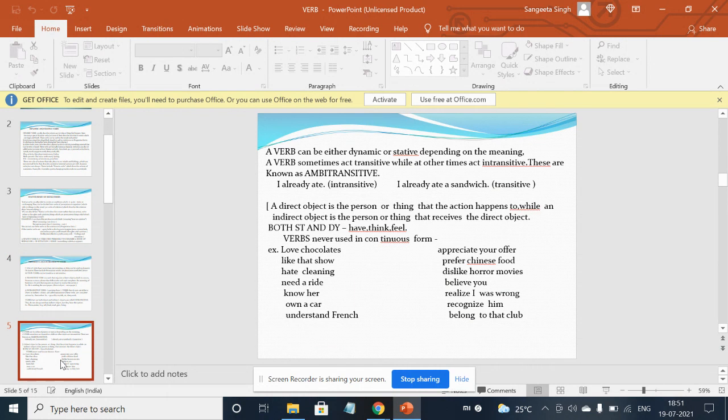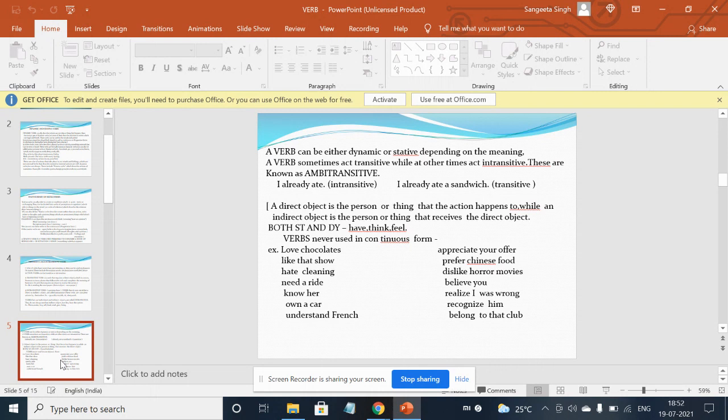A verb can be either dynamic or static depending on the meaning. A verb sometimes acts transitive while at other times it acts intransitive. These are known as ambitransitive. Example: eat. We can say I already ate. Here there is no object, so it is intransitive. We can also say I already ate a sandwich. Here the sandwich is a direct object, and so this is a transitive verb.